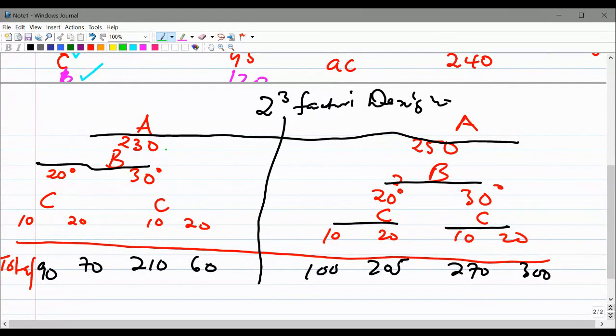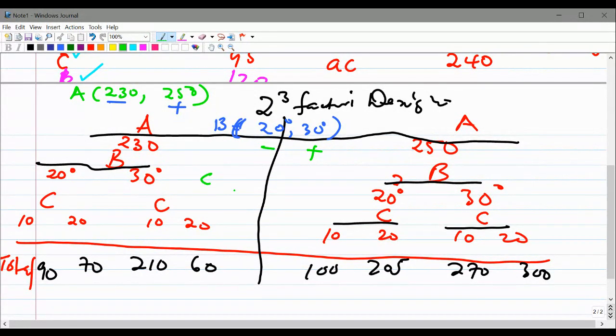So now we're simply saying, if the levels of A, the other one is at 230 and the other one is at 250, it means this one is at the lower level and this is the higher level, isn't it? B, the levels of B are 20 and 30 degrees. We're simply saying this one is the lower level, and this one is at the higher level.